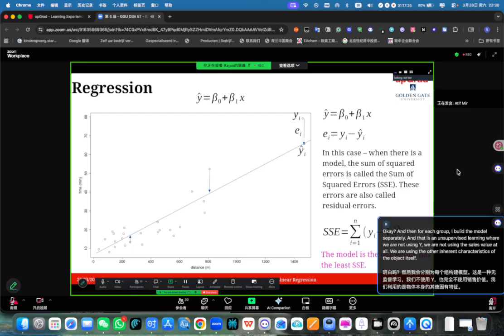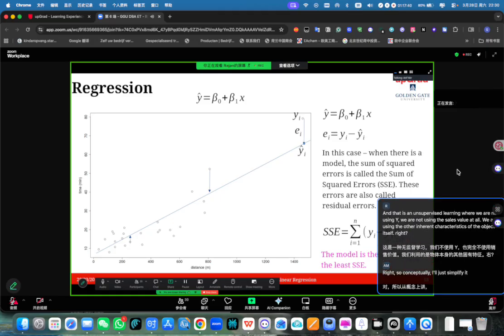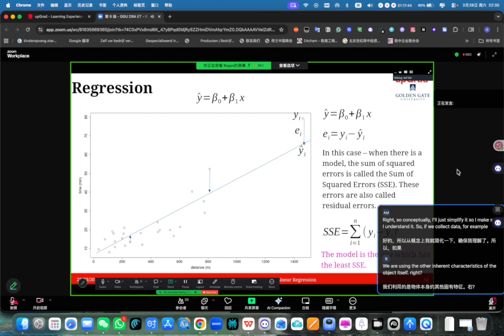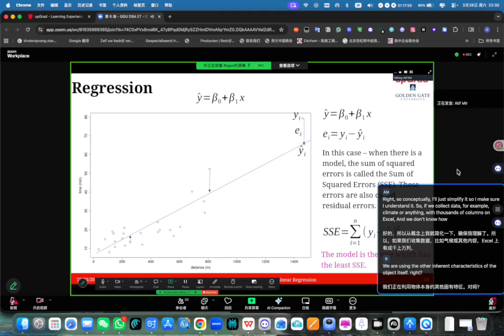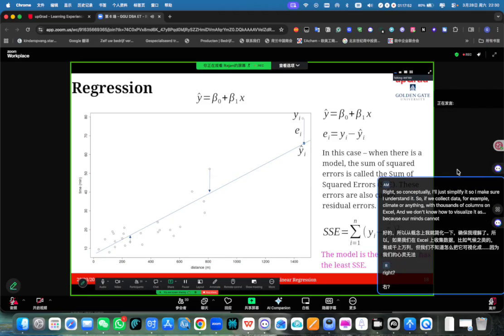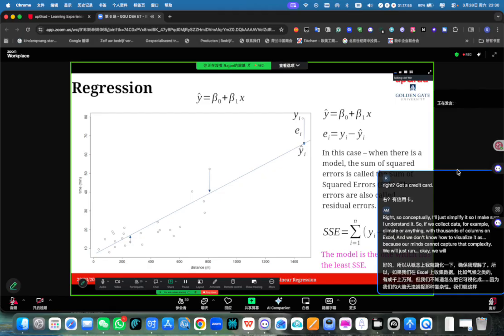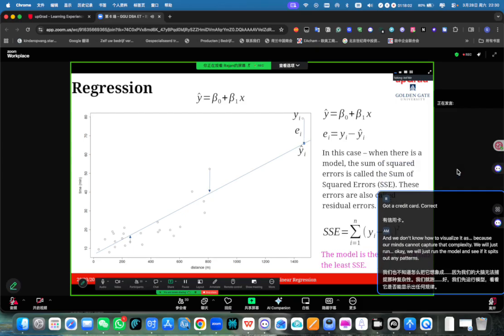Right? Right. So conceptually, I'll just simplify it so I make sure I understand it. If we collect data, for example, climate or anything with thousands of columns on Excel, and we don't know how to visualize it because our minds cannot capture that complexity, we'll just run the model and see if it spits out any patterns. Correct, very correct. Okay, thank you, sir.